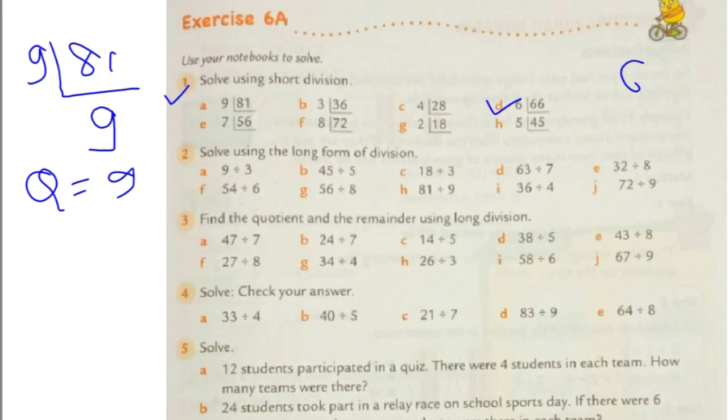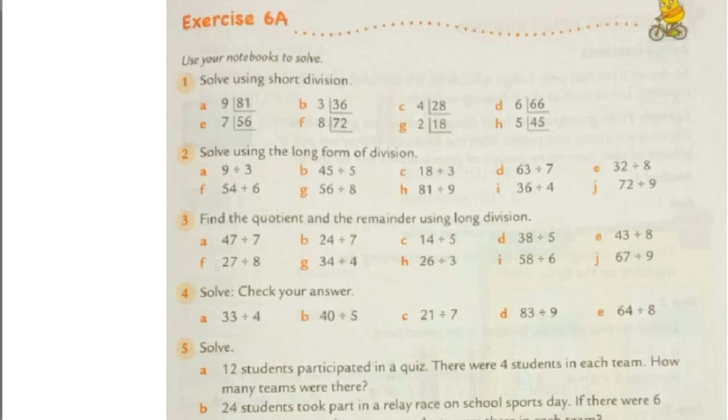I'll tell you. 66 divided by 6. So as I told you, where the first digit of the dividend is more than or equal to the divisor, there we divide a single digit first. Okay, so 6 ones are 6 and 6 ones are 6. So our quotient is 11. Got it? Now we'll solve a few questions from question number 2.